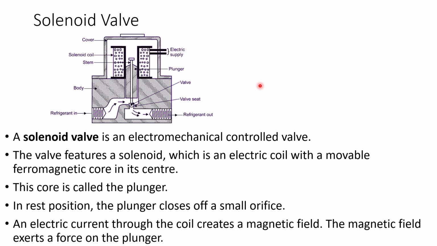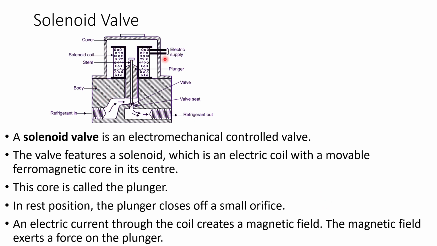Now, the solenoid valve is a very important component in this system. A solenoid valve is an electromechanical control valve. The valve features a solenoid, which is an electrical coil with a movable ferromagnetic core in its center. The core is called the plunger. In the rest position, it closes a small orifice. An electric current through the coil creates a magnetic field. The magnetic field exerts a magnetic force on the plunger.